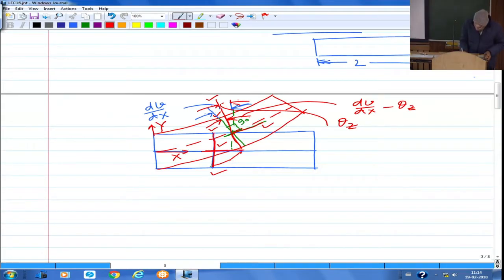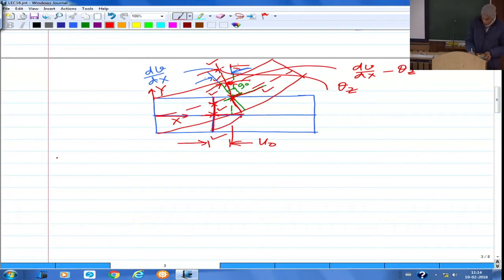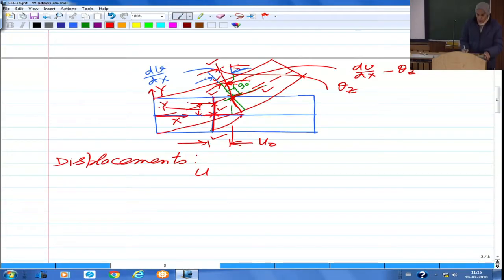Now based on this, we write the deformation. Let us say that the point which was here at y equal to 0 has moved to this particular location. Let us say this distance is u0, and that rotation is theta z. And of course, if I take some point here, that point has gone here in the deformed configuration. So let us look at the displacements. One is the displacement u of any general point, say this point which is at a distance y from the neutral axis.